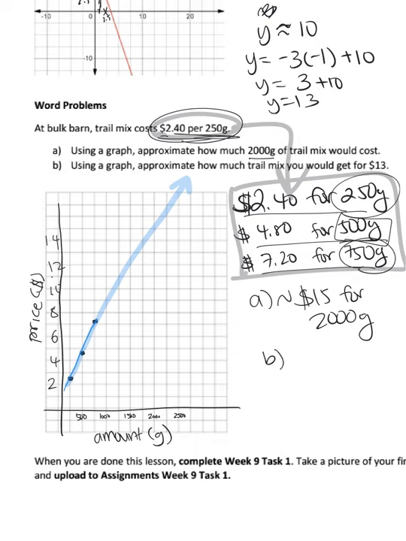And then the other one, they want us to approximate how much we can get for $13. Dollars is on our y-axis, so you go to 13 on our y-axis, and you go to the point that is on our graph, and that is approximately just below 1,750 grams. So we say approximately 1,700 grams for $13. Depending on what the question is asking you, you might be starting at your x-axis or your y-axis. But again, in the word problems too, you're interpreting the graph that you have to answer the questions.